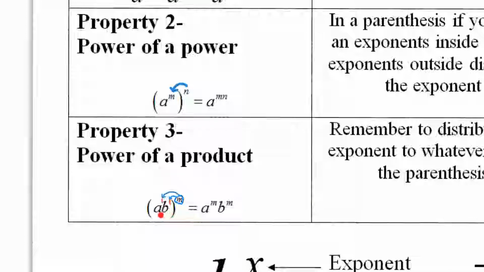You're going to keep the same base. So notice I have A, B. Here I have the A, and when I multiply 1 times M, that's M. And here I have the B, and when I multiply 1 times M, that's also M. So that's the power of a product, and that's the one we're going to look at today. So let's try some examples.